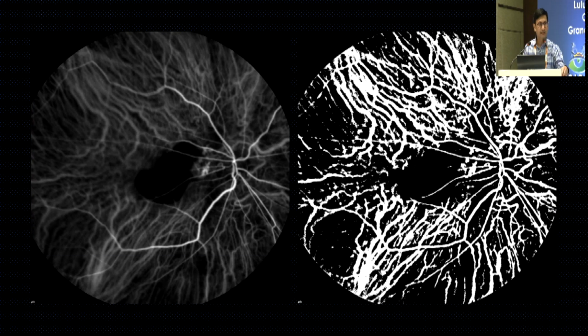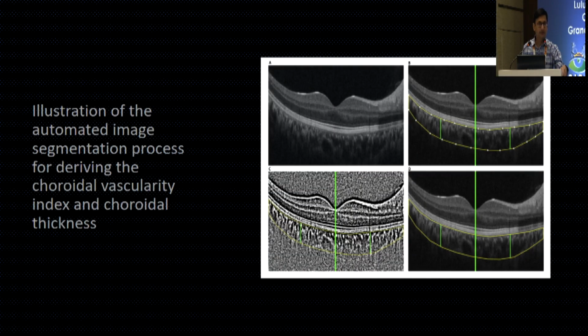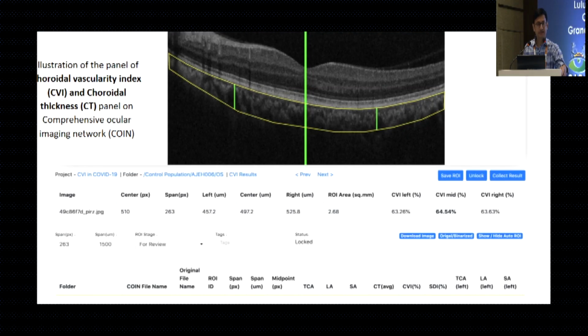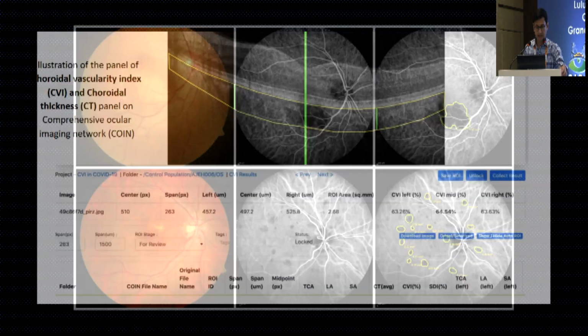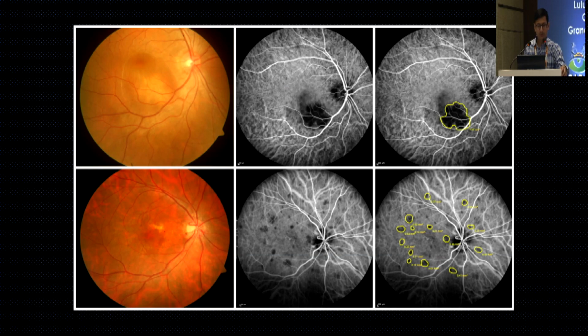Now, using ICG, we have started to binarize even ICG, and we've had some talks in the AIOS about quantification, and now we are beginning to quantify even ICG images. We have already quantified OCT, and Dr. Rupesh has done a lot of work on choroidal vascularity index, and this could be a very good quantitative measure to look at the response to your treatment. So the CVI is probably a better indicator compared to choroidal thickness, looking at the morphology of the lesion and the response to treatment. This is available on the COIN network, which is the Comprehensive Ocular Imaging Network by Dr. Rupesh.